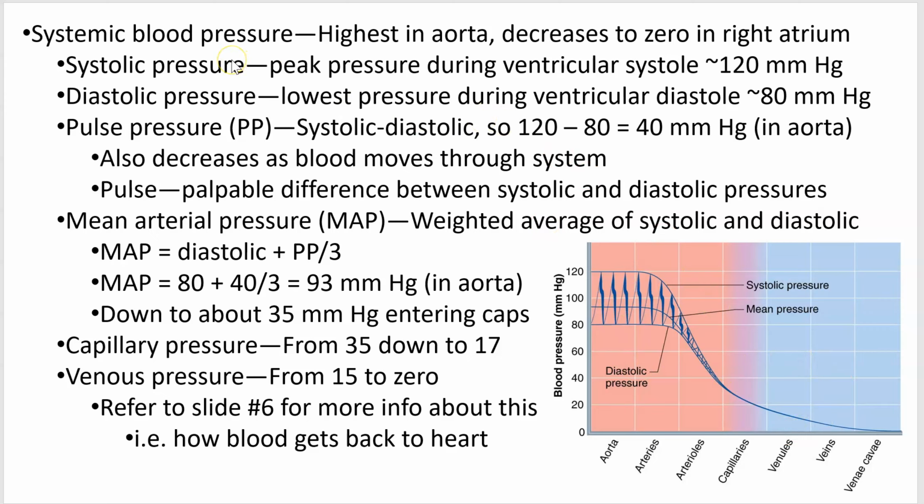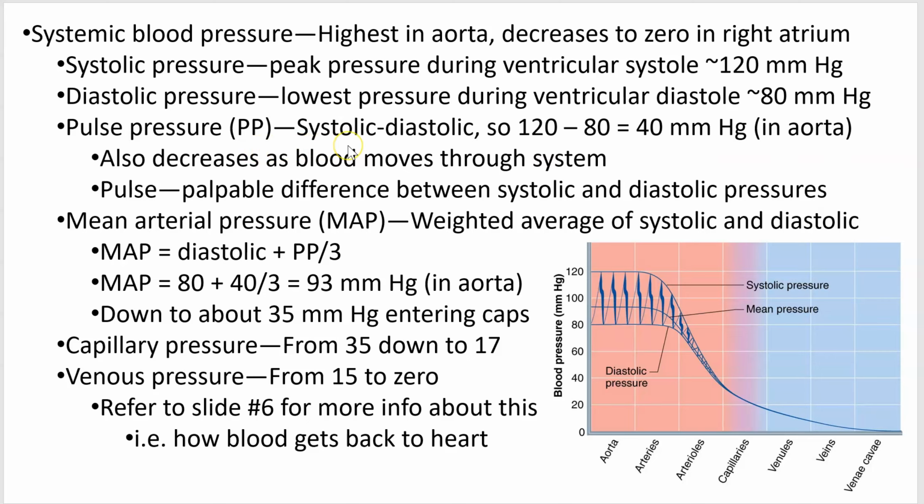So systolic pressure is the high pressure. This is the big number in your blood pressure measurement. Diastolic pressure is the low pressure, or the bottom number in your blood pressure measurement. So a good number is 120/80. That's during ventricular contraction, which is systole, and during ventricular relaxation, which is diastole.